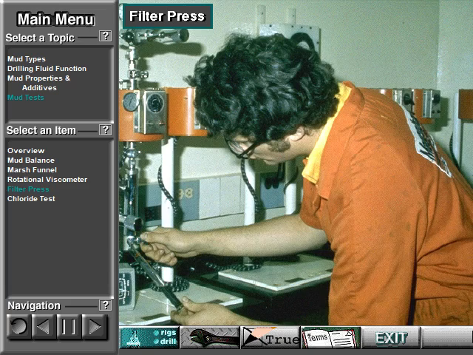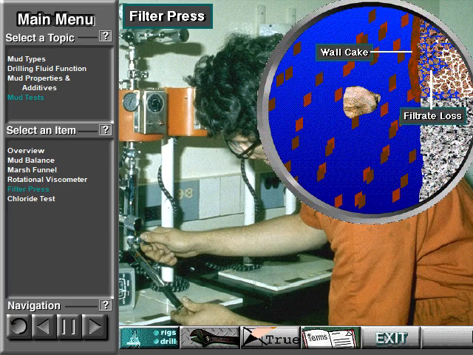By measuring the amount of filtrate, the mud engineer can get an indication of the amount of filtrate that will be lost to downhole formations and the amount of solids or wall cake buildup on the wall of the hole.